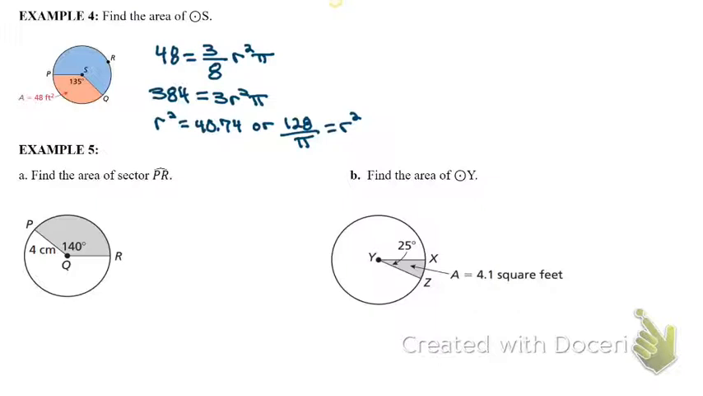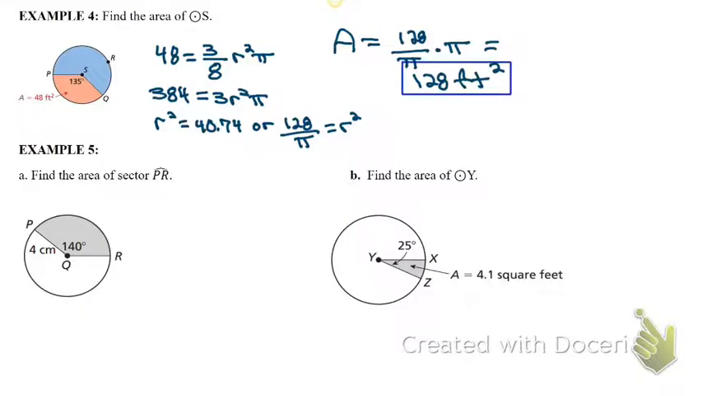So write the formula, area equals pi r squared, and then let's substitute in the values. So we have our r squared is 128 divided by pi, and we're multiplying that times pi, so that's going to be helpful because it will just cancel out, and we have our units are going to be feet squared, so we have 128 feet squared. That's the area of circle S.